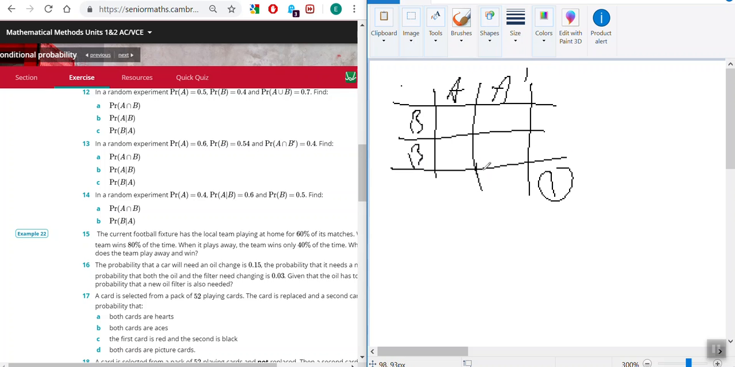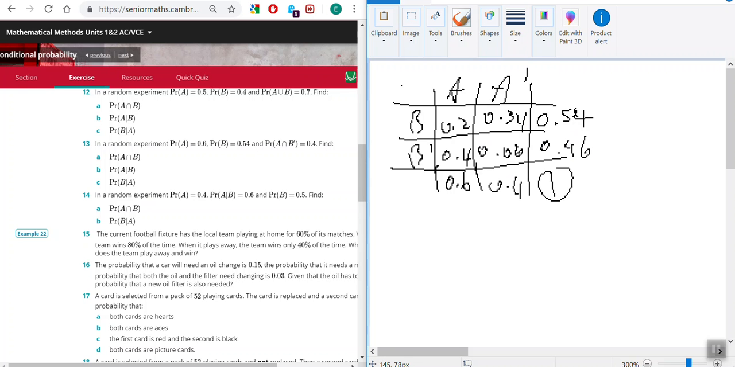So we know the total is 1, we know the probability of B is 0.54, we know the probability of A is 0.6, and we know the probability of A and not B is 0.4, so that must be 0.2, that must be 0.34, that must be 0.46, that must be 0.4, and that must be 0.06. Okay, and that makes sense.